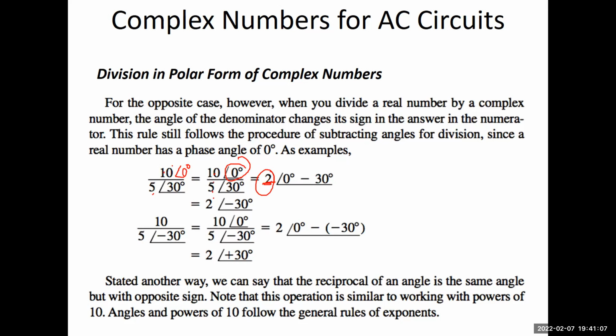Dahil dito sa original natin, we don't have any phase angle. So we could assume that is 0 angle. So that is 0 minus 30 degrees. So that will give us a magnitude of 2 and a negative 30 degrees of phase angle.